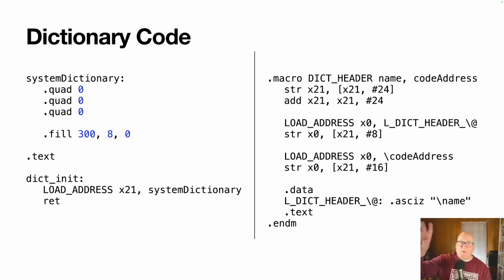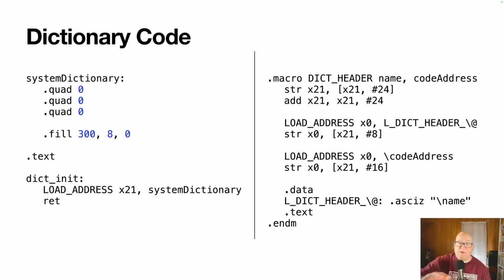X21 is sort of a global pointer to the system dictionary. Global because we need it to do our compiling and stuff like that. It's not super specific to any local bit of code. The way you build a dictionary header, you're given the name, which is a string, and you're given a code address. So we have to fill in those three blocks.